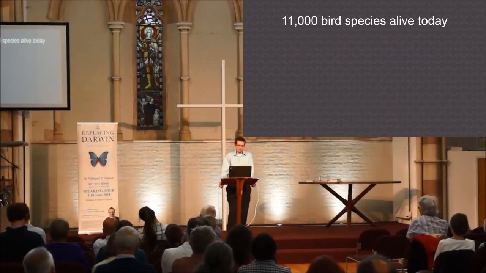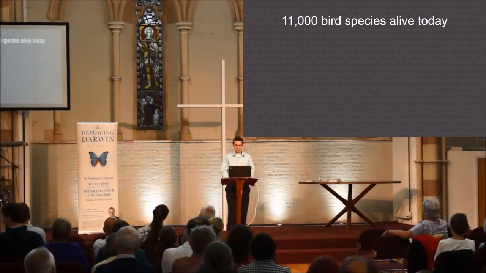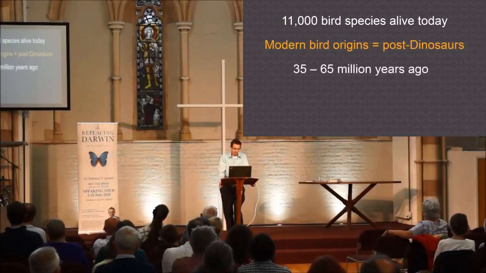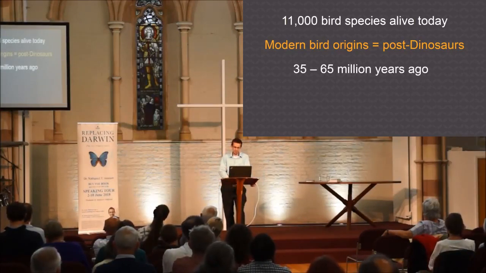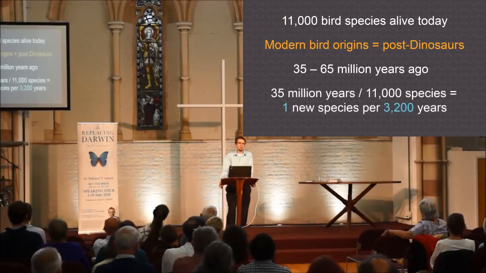So the modern evolutionary model says birds evolve from dinosaurs. So to get from dinosaurs to birds, you have to go through transitional forms. Dinosaurs go extinct within the evolutionary framework about 65 million years ago, but given that lag time to form modern birds, if you look at the evolutionary literature, they typically put the origin of modern birds beginning around 35 million years ago. So let's use that number. 35 million years divided by 11,000 species gives you an average rate of one new species every 3,200 years, much slower than what I just told you.